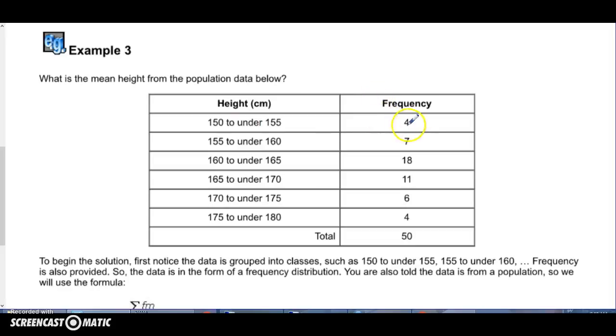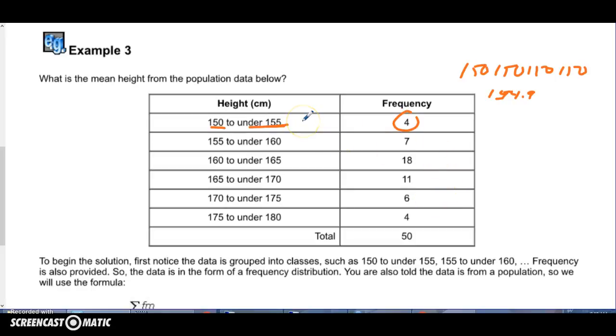So I don't know. I have 4 people that have a height between 150 and 155. Now, what is the height of these 4 people? I don't know, okay? Could they all be 150, 150, 150, 150? Sure. Could they all be 155, 155, or sorry, to just under 155? Could they be 154.9, 154.9, 154.9, all the way through? Sure. Okay, I don't know from the table.